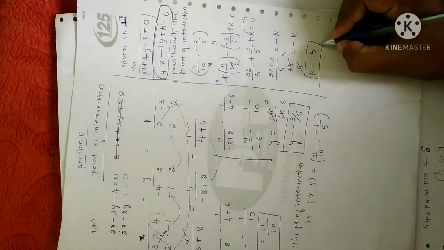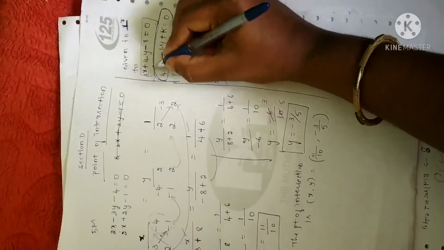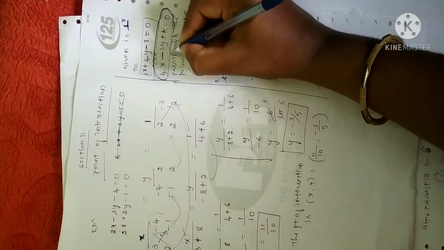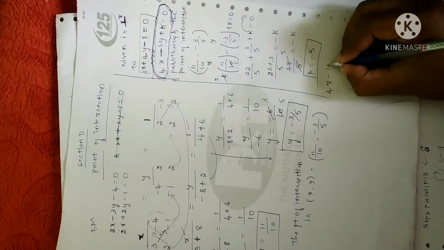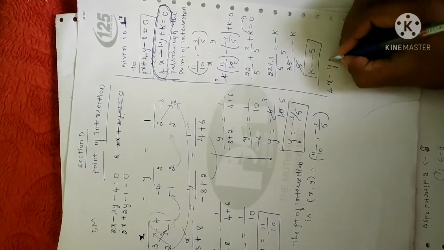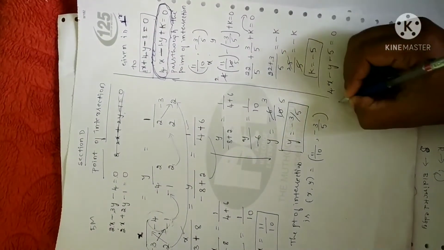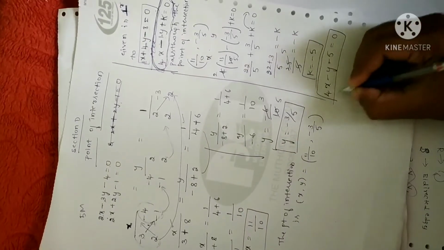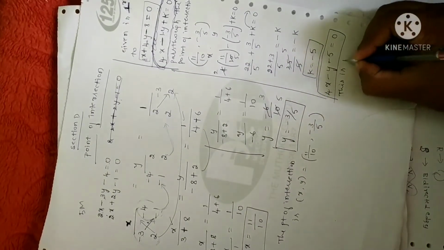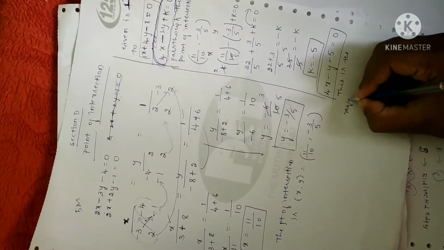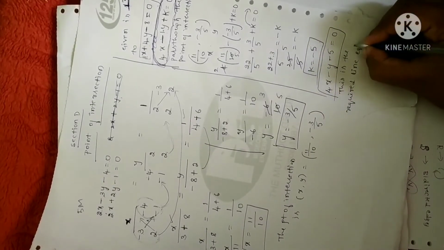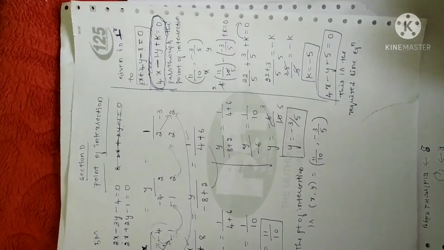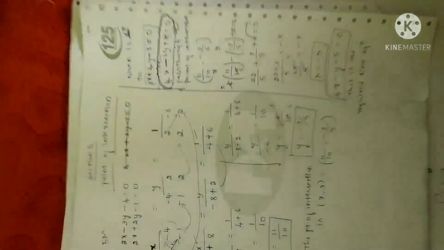Fine. Now you substitute the k value in the assumed equation. This is what the assumed equation is. So the equation becomes 4x minus y, k is minus 5, so minus 5 is equal to 0. This is the required line equation. I hope it is clear. Let me revise once again.